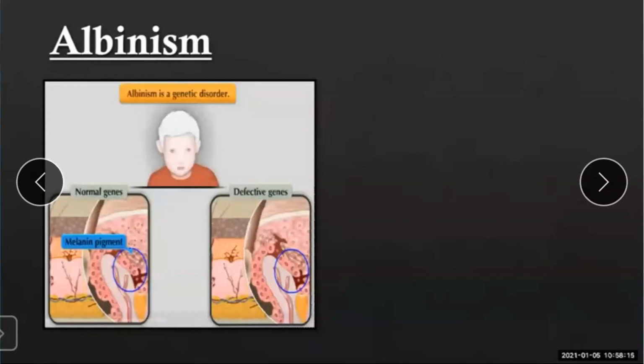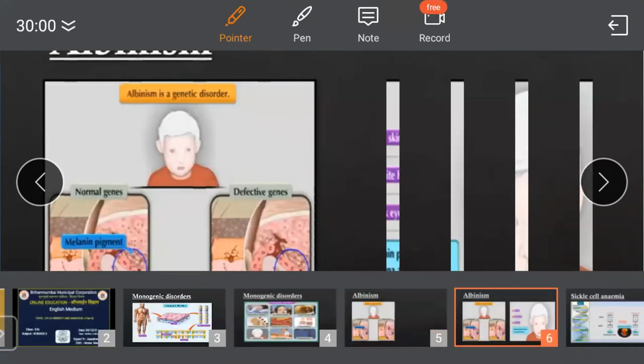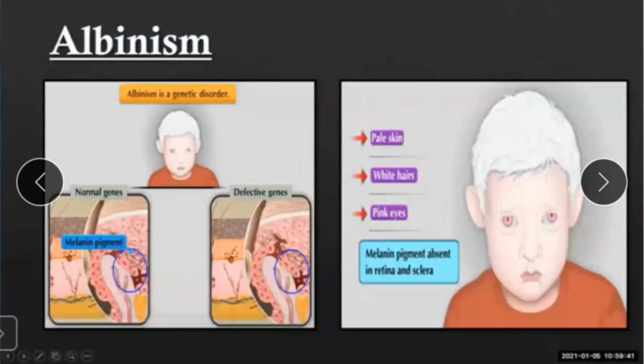What happens in this disease? In this disease, the body cannot produce melanin, and the skin becomes what? The skin becomes pale, and the eyes look reddish pink. Due to what? Due to the absence of the melanin pigment in the retina and sclera, and the person has white hair.